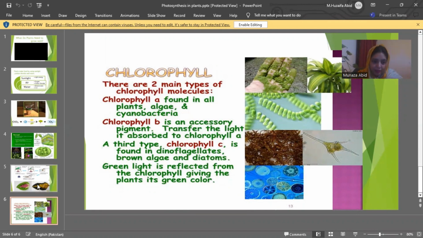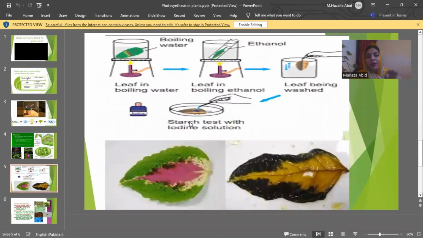We are coming back to our previous slide. What is the proof that plants are photosynthesizing? There is a chemical test that can prove it. We have studied that if a plant is doing photosynthesis, it makes glucose. Excess glucose is stored in the form of starch. This starch becomes bluish black in the presence of iodine. So we can test whether this plant has done photosynthesis or not.